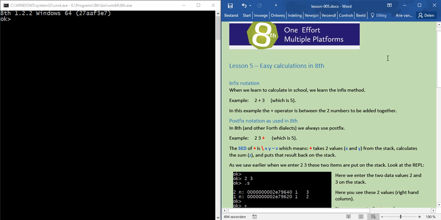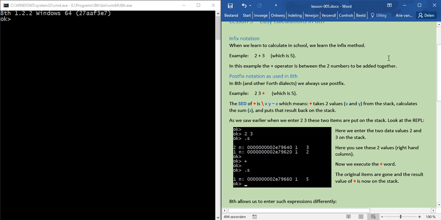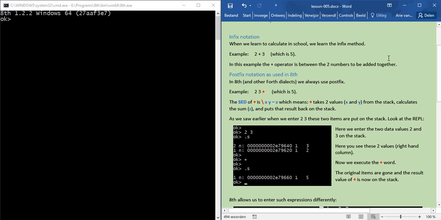In the first place, I have to say a bit about infix notation. Infix notation is the notation you have used in school. Infix means that the operator, the plus in this example at the right hand, is between the operands, the 2 and the 3. In 8th and in all Forth dialects we use postfix notation.